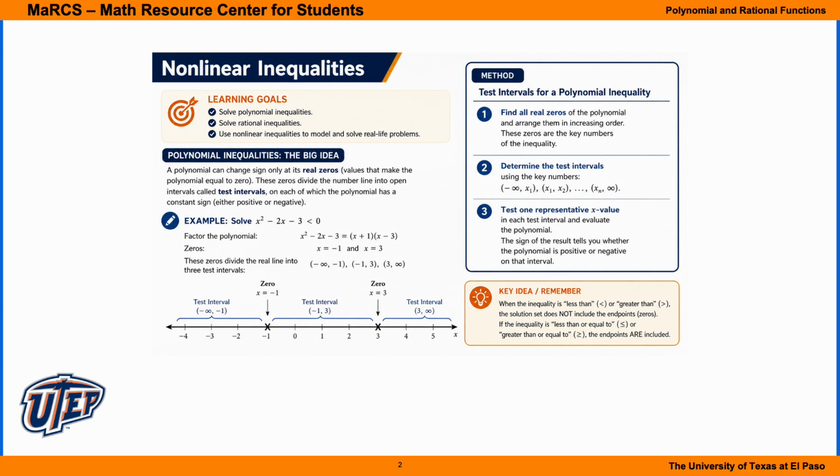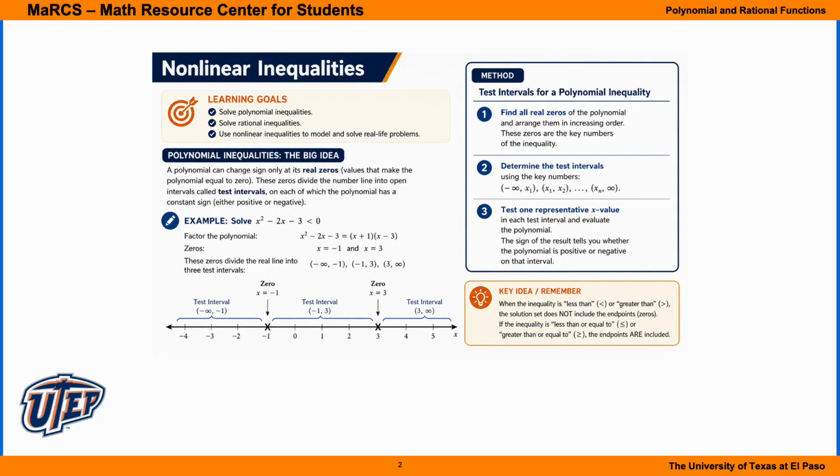So first, in order to construct these test intervals, we find all real zeros of the polynomial and arrange them in increasing order. These zeros are the key numbers of the inequality. Then we determine the test intervals using the key numbers. So from negative infinity to x1, our first zero, then x1 to x2, our second zero, and then our last zero to positive infinity. So then we test one representative x value in each test interval and evaluate the polynomial. The sign of the result tells you whether the polynomial is positive or negative on that interval.